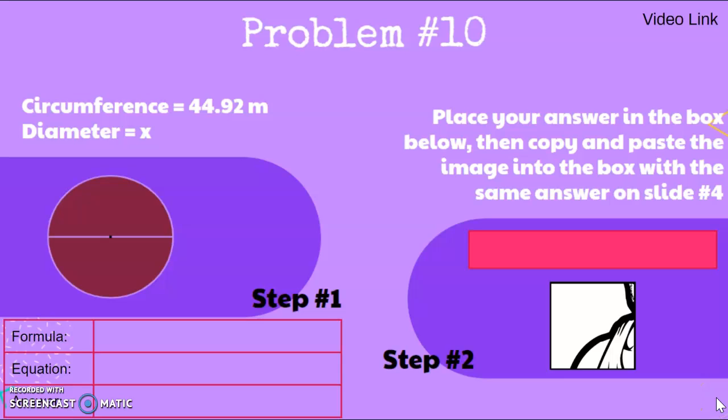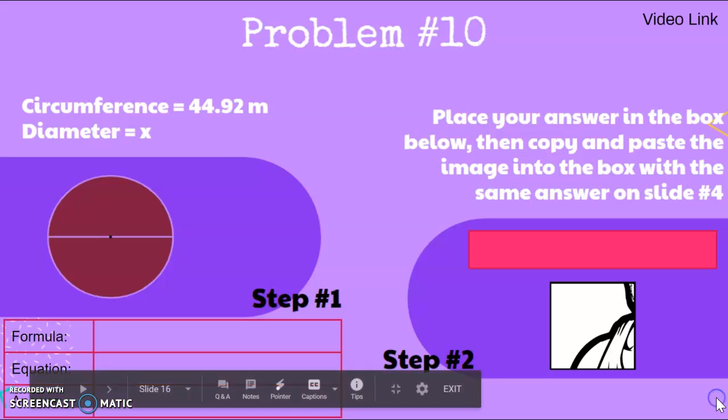Okay, problem number 10. We put a little twist on this one. We've given you the circumference of 44.92 meters, and we do not know what our diameter is, so the diameter is unknown. So this is just like when we were solving for the radius. We go ahead and we do the same type of thing. We go ahead and put in our formula.